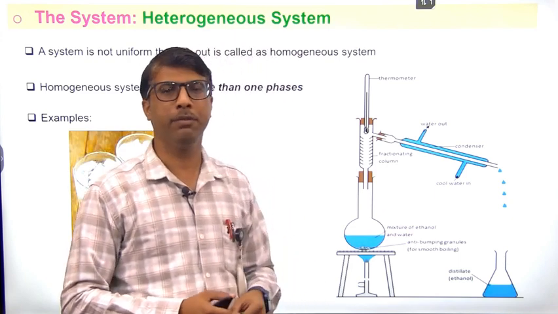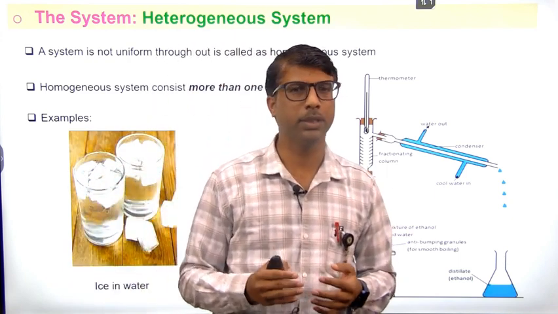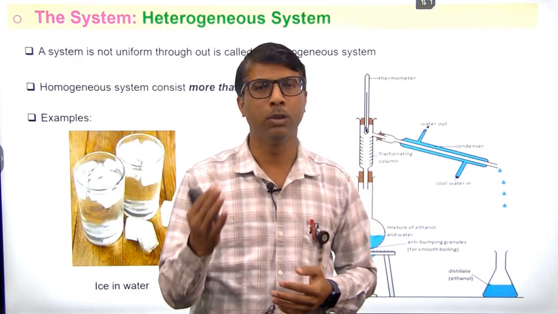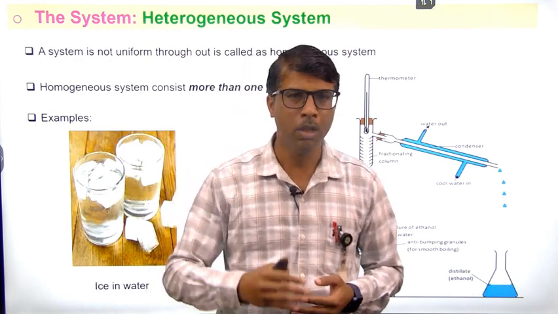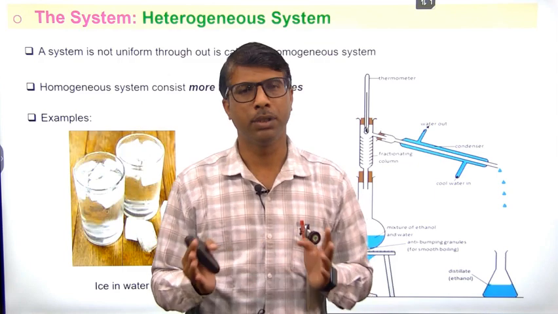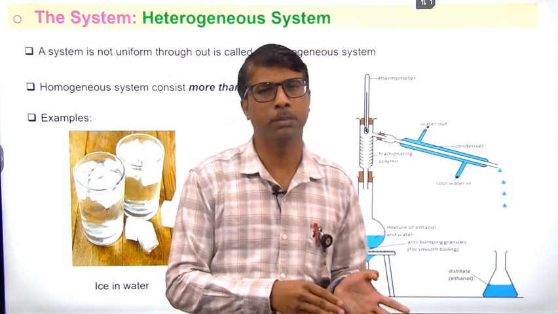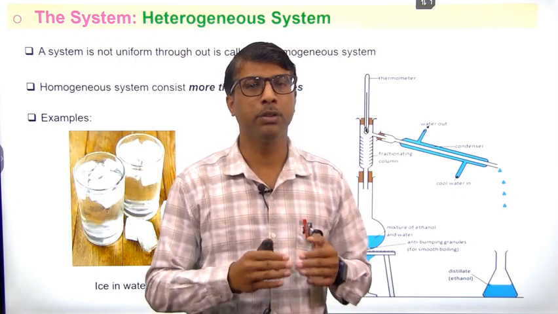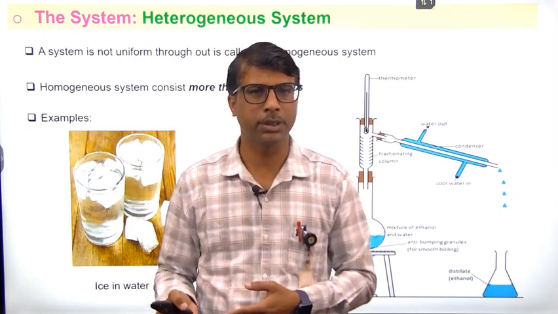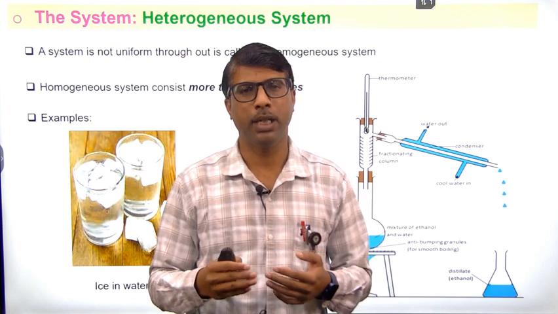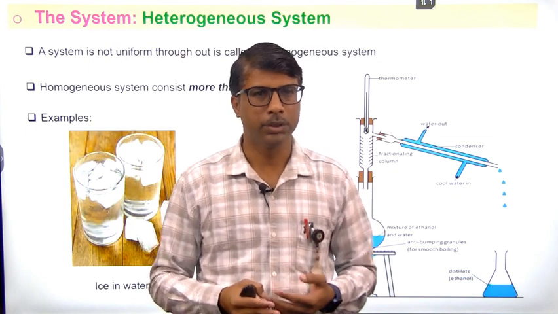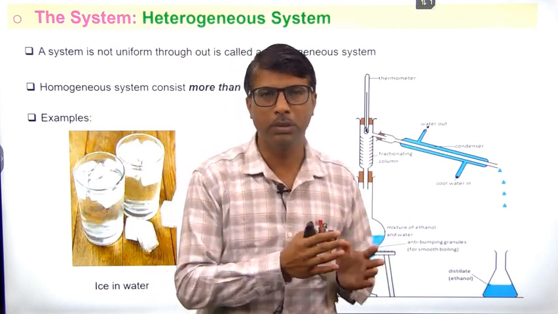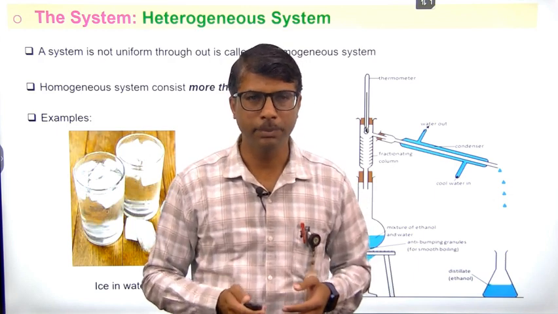So on the basis of the number of phases, we differentiate the system into two categories: homogeneous system and heterogeneous system. In a homogeneous system, only one phase is there. In a heterogeneous system, more than one phase is there. In a homogeneous system, we find uniformity, but in a heterogeneous system, we have an absence of uniformity. So these are the two categories of the system.